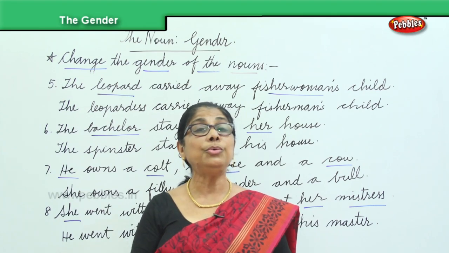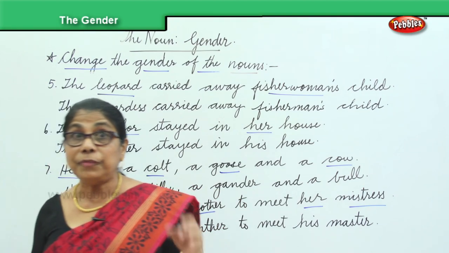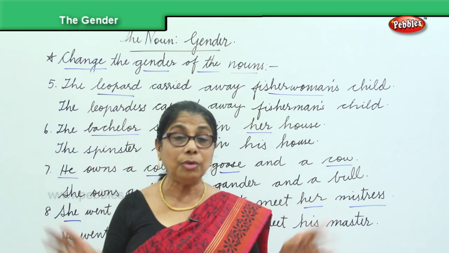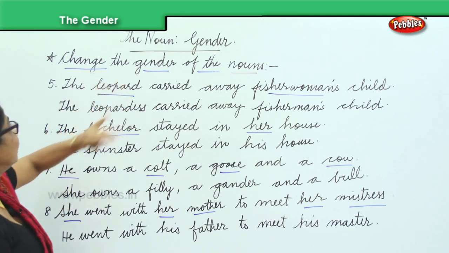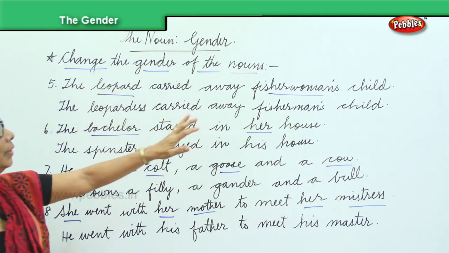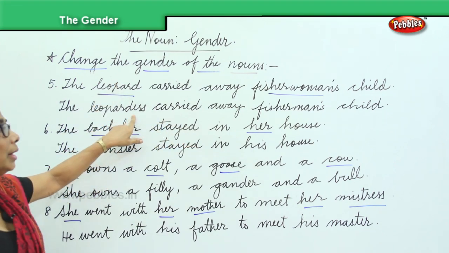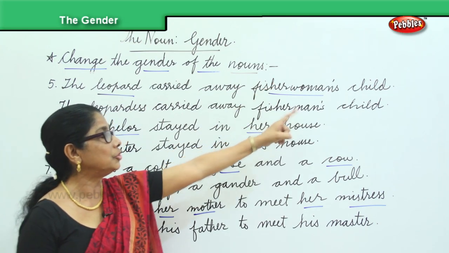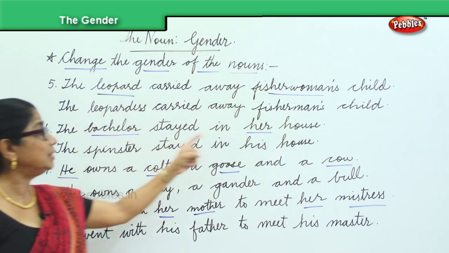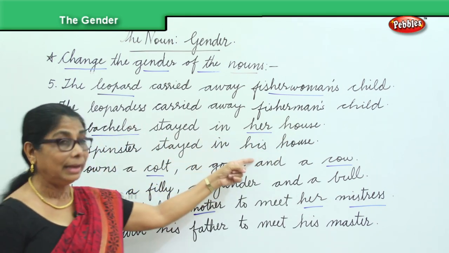So, when you do this work, be very careful. Read aloud. You should know the other gender. Now, change the gender of the noun. The leopard carried away the fisherman's child. Leopard, you should know. Carried away fisherman's child. The bachelor stayed in her house. So you'll say the spinster stayed in his house.